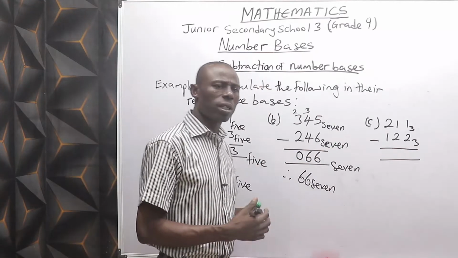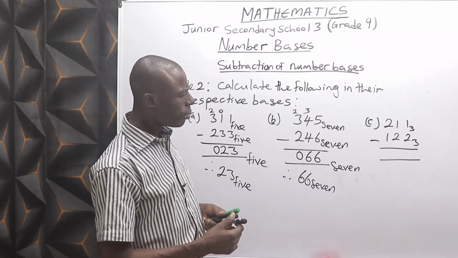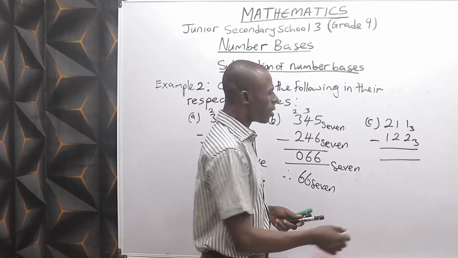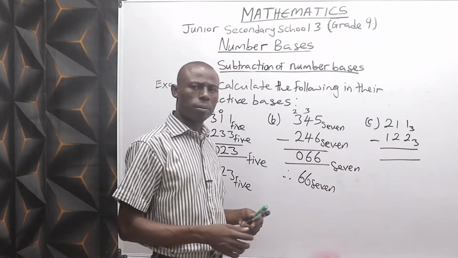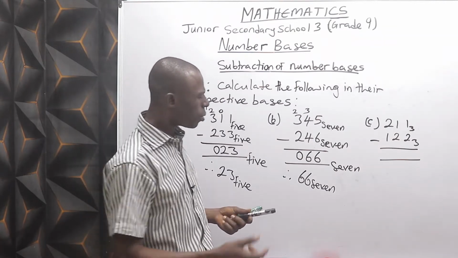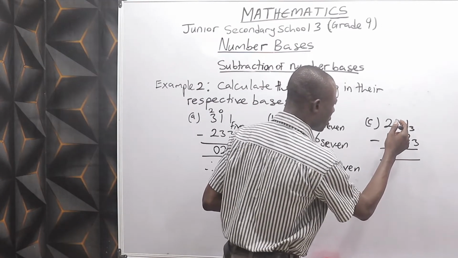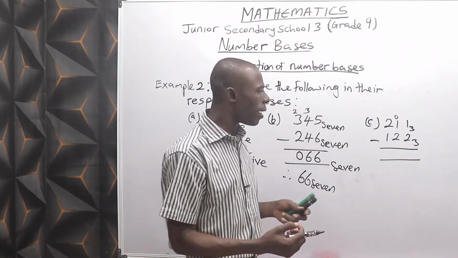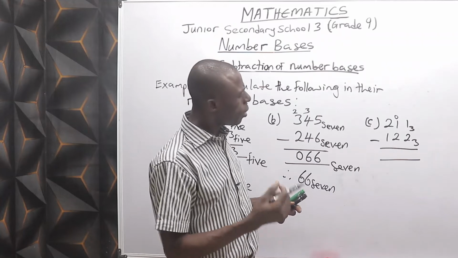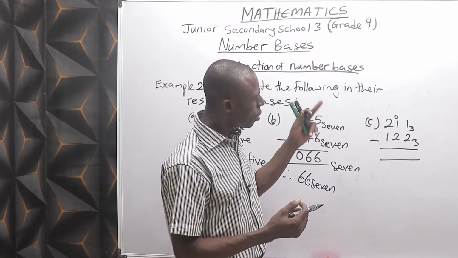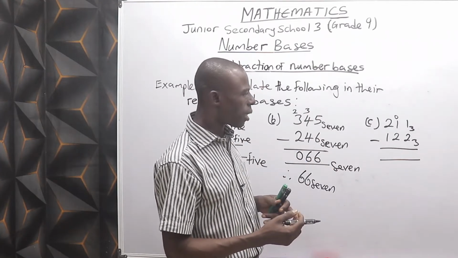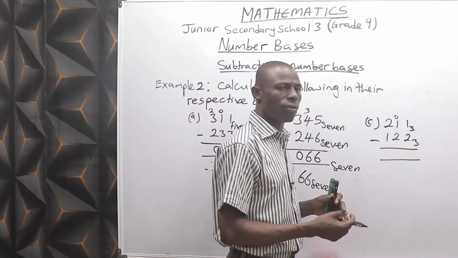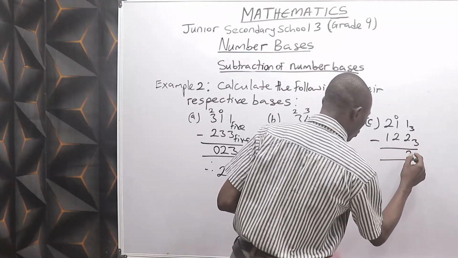Let's go to the last question in this example 2. Subtract 2 from 1. It's not possible. Borrow 1 from this 1. So this one becomes 0. The one you borrow there, which you pick up, becomes your base, which is 3. Add 3 to 1, that's 4. Subtract 2 from 4, you have 2.